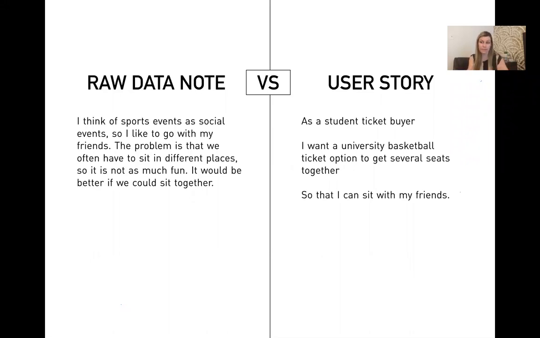So in this case, I'm taking an example of a sporting event that someone is buying tickets to, like a university, a college sporting event. If you take this raw data note and put it into a user story, we're going to put it into that same format that I showed earlier. You're going to first put the user's work role. So in this case, we're talking about a student ticket buyer. The student ticket buyer wants, fill in the blank, a university basketball ticket option to get several seats together so that I can sit with my friends.